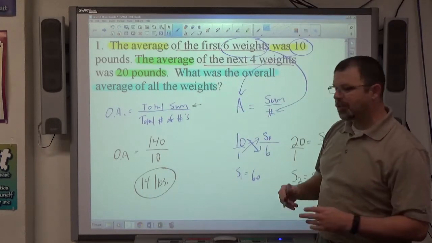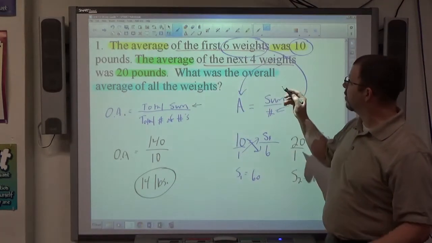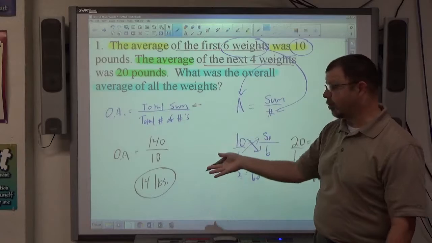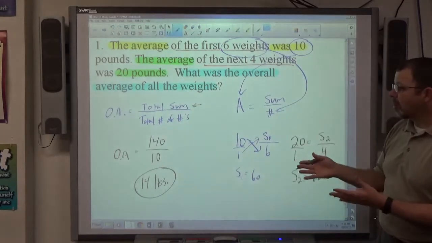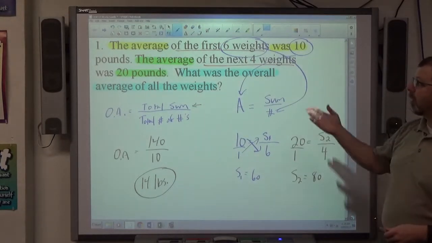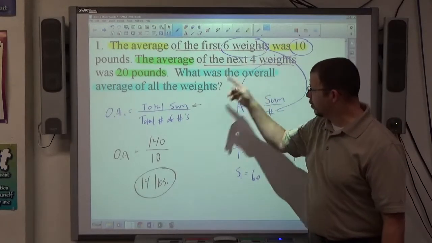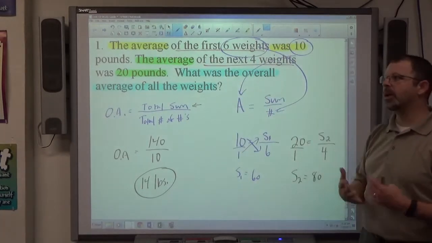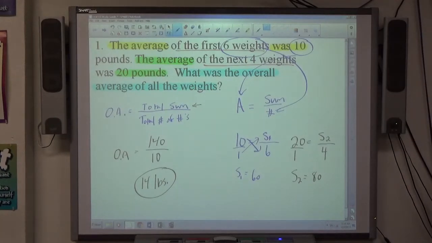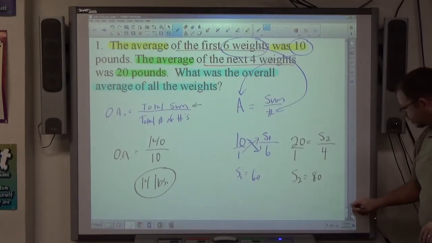Anytime you do overall average, it's going to be in between the two averages given. So the averages are 10 and 20, 14 is between that. It's going to be closer to the one with the more numbers going into it. 10 has 6 numbers going into it, 20 has 4, so it's going to be closer to 10. 14 is closer to 10 than 20, so that verifies that it seems like a reasonable answer.